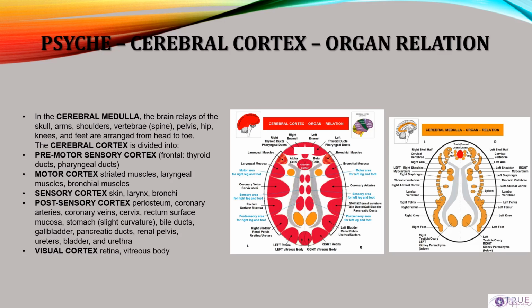The cerebral cortex is divided into the premotor sensory cortex, the motor cortex, which is responsible for the striated muscles, laryngeal muscles and bronchial muscles. Then the sensory cortex, responsible for the skin, the larynx and the bronchi. The postsensory cortex, responsible for the periosteum, coronary arteries, the coronary veins, the cervix, the rectum surface, the mucosa, the stomach, the bile ducts, gallbladder, pancreatic ducts, renal pelvis, ureters, the bladder and the urethra. And then the visual cortex, that is responsible for the retina and the vitreous body.